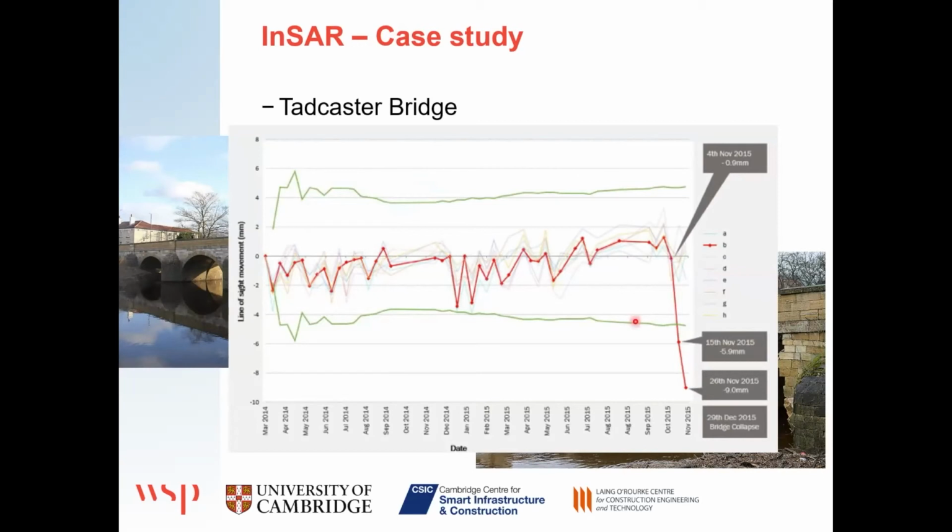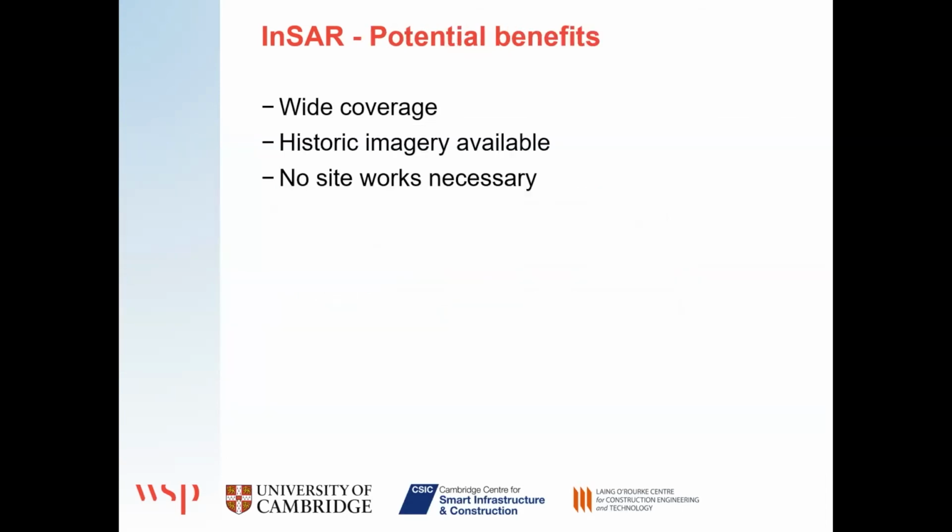These green lines are a measure of outliers. So she was trying to detect what's happening with the structure. It's moving around a little bit, and then shortly before it collapsed, we can see a large vertical displacement, which was one of the piers starting to settle before the structure collapsed. So this demonstrates the viability of picking up small movements from these satellite measurements.